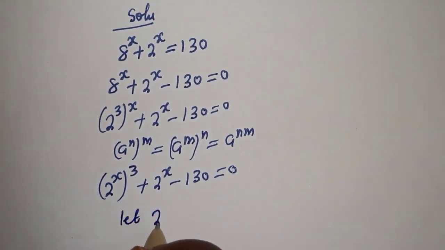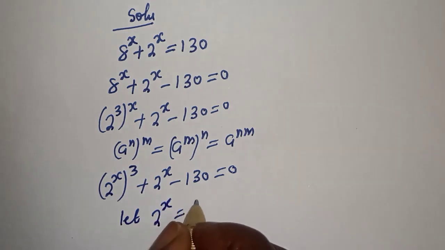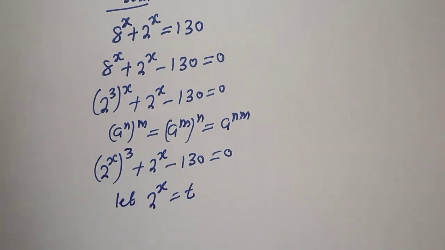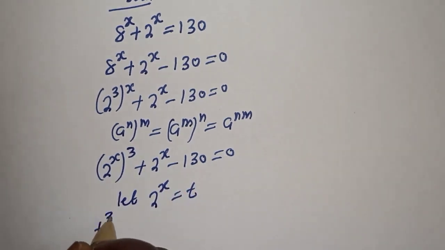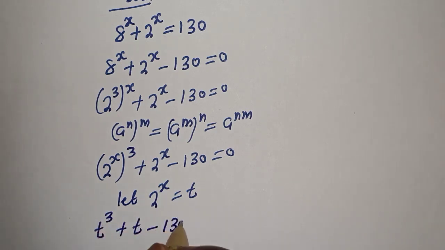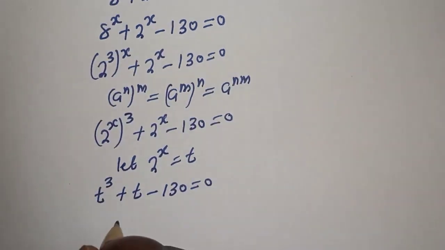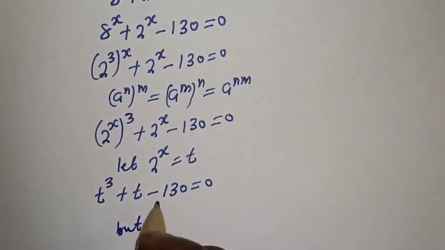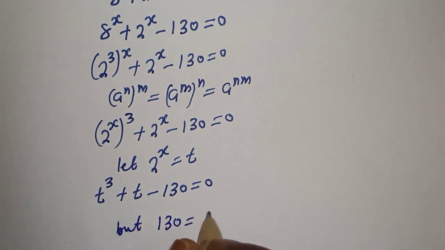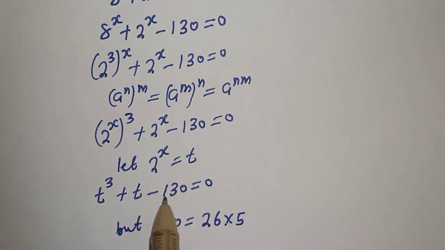Let 2 raised to power s is equal to t. t raised to power 3 plus t minus 130 is equal to 0. But 130 is equal to 26 multiplied by 5.